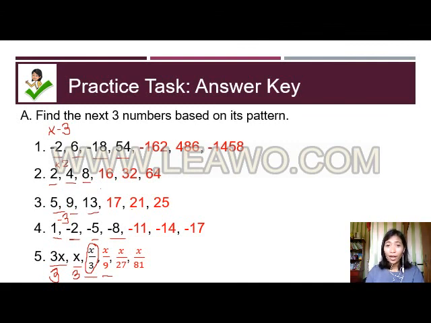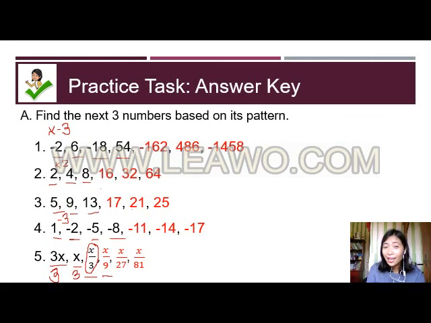Okay? So, x over 3 times 1/3, then we will have x times 1, okay? Because 1/3, the numerator is 1, and we apply the rules in multiplying fractions, numerator times numerator, then denominator times denominator. So, x over 3 times 1/3, then we will be having x times 1 equals x, 3 times 3, then we get 9, okay?